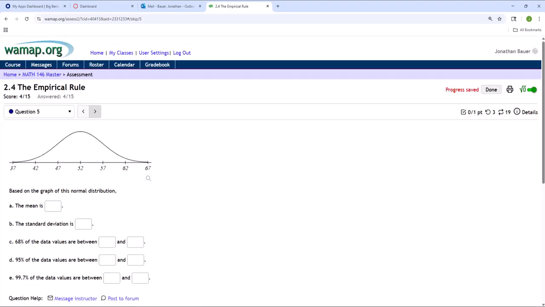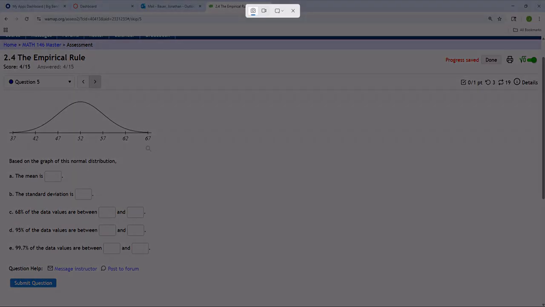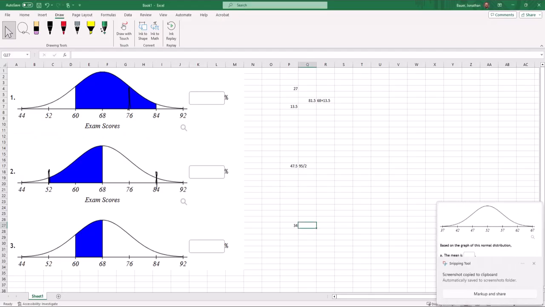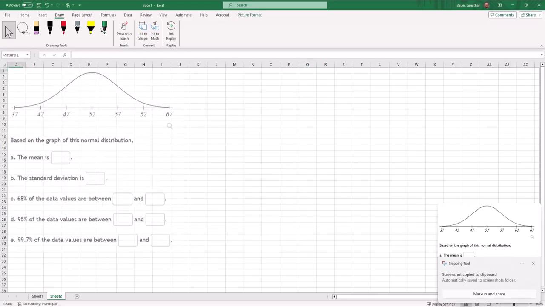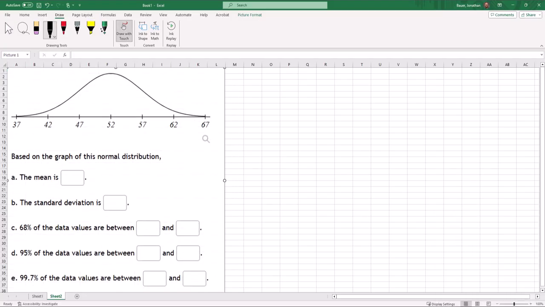All right. So here we have a curve and we have some stuff. So we need to do a little bit of work. I'm going to just snip this again so that I can write on it. Over here in Excel, I'll add another tab. Maybe make it a little bit larger. So the mean. The mean is going to be right here in the middle. We just read this from this. So the mean here, in this case, 52.